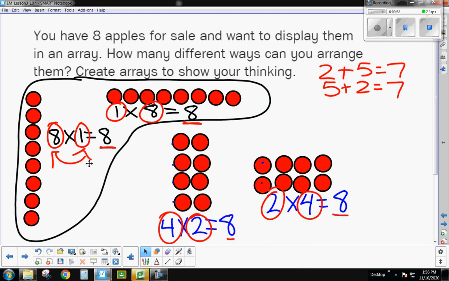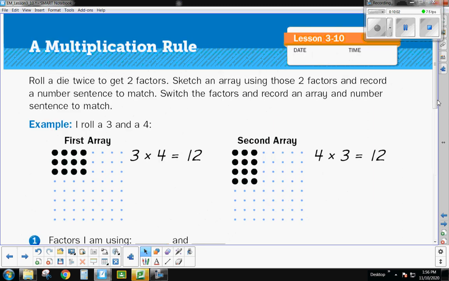Okay, so let's do a little bit of work in our workbooks with this turnaround rule. Go ahead and pause the video, and you're going to turn in your workbook to page, let's see what page this is, page 88 in your workbook. All right, and here's what it wants you to do in that workbook. It says roll a die twice to get two factors. Sketch an array using those two factors and record a number sentence to match. Then you're going to switch the factors around and record an array and a number sentence to match that.